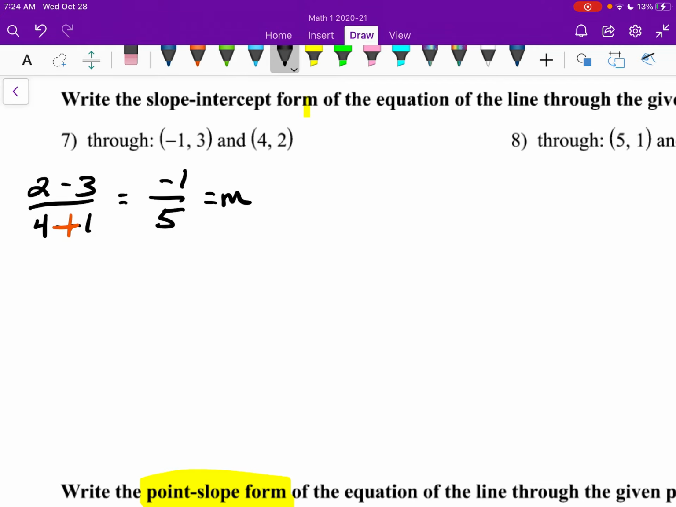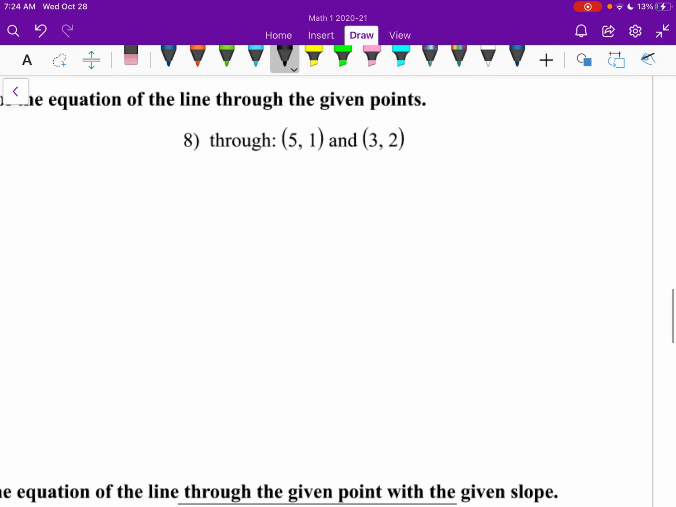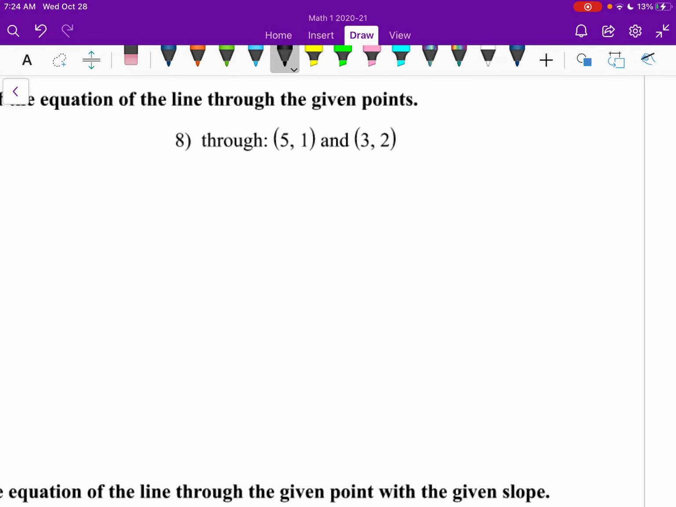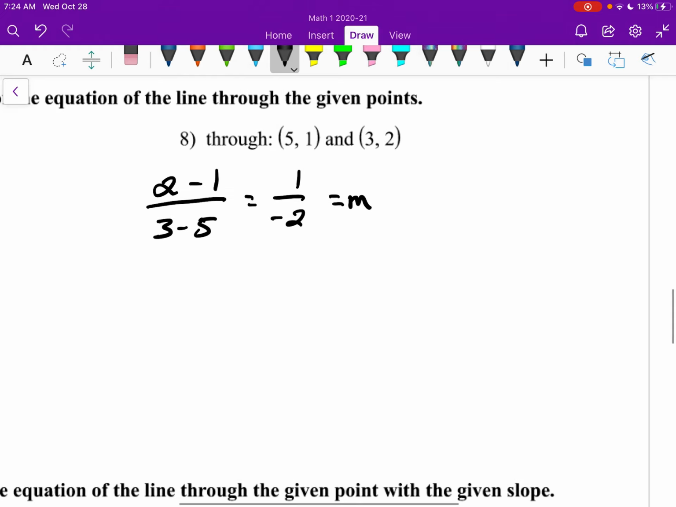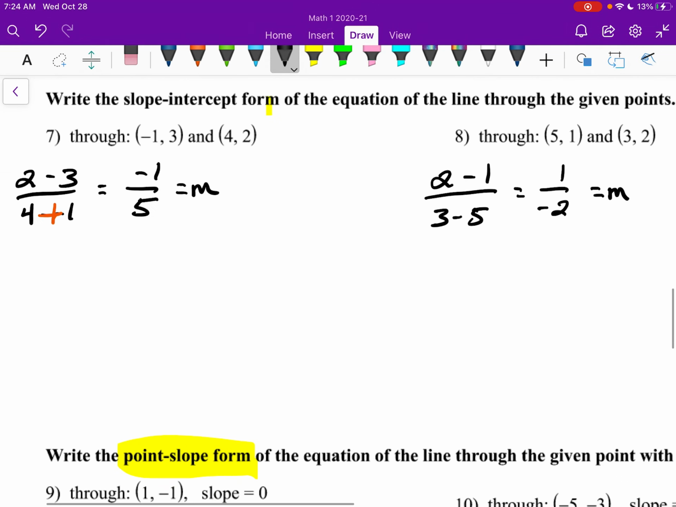I could probably go ahead and do that in number 8 too. I think I will. Number 8, if I find my slope, I'm going to have 2 minus 1 over 3 minus 5. That's going to be 1 over negative 2. Is that right? 1 over negative 2. Yeah, that's my slope. So now both of these problems are like the last ones. We have a point, and here's our slope. We have a point, and here's our slope.